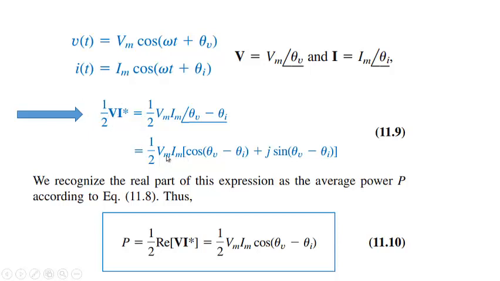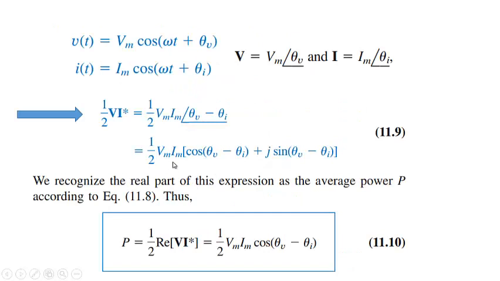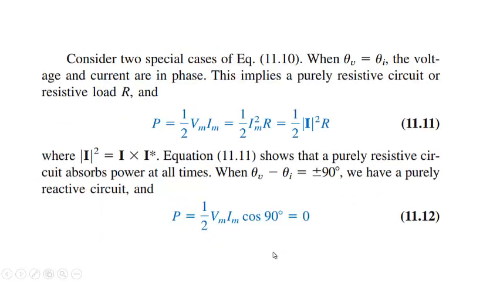And one more thing: this is the usual form we have calculated just now. P is equal to 1 by 2 Vm Im cos of theta V minus theta I, that is the same term. So we can recognize the real part of this expression as the average power P. We can write P is equal to 1 by 2 real part of V into I star. It comes out to be 1 by 2 Vm Im cos of theta V minus theta I. This is the relationship for the average power that can be calculated.